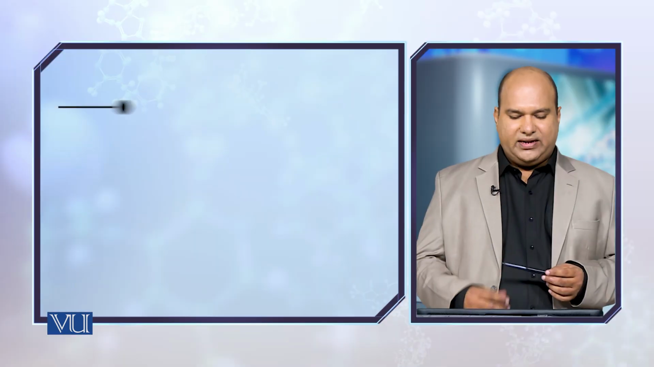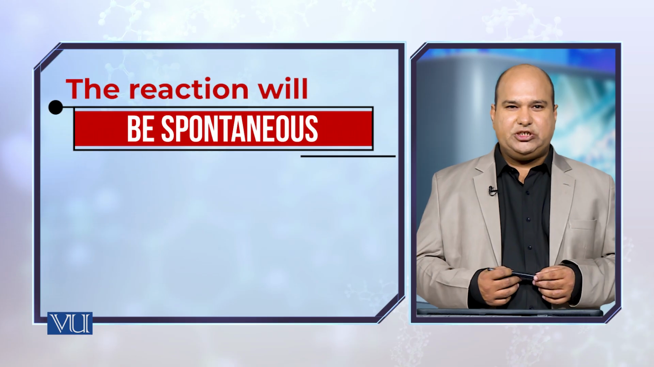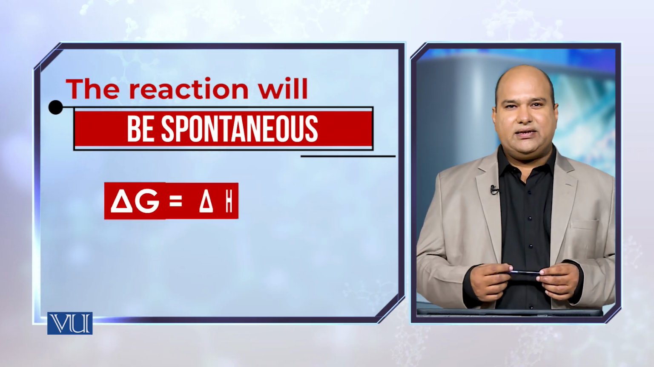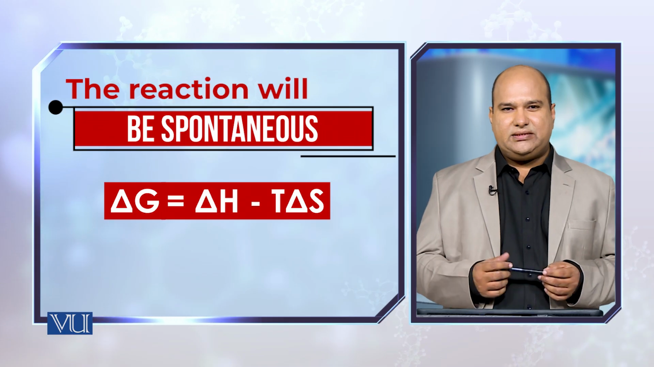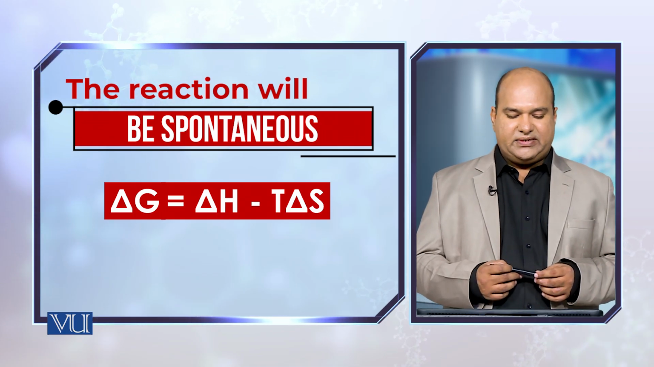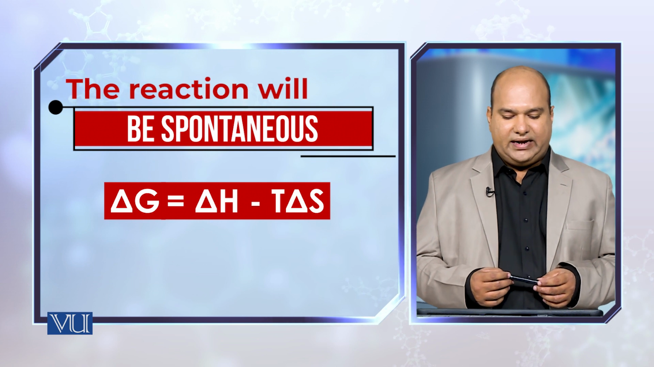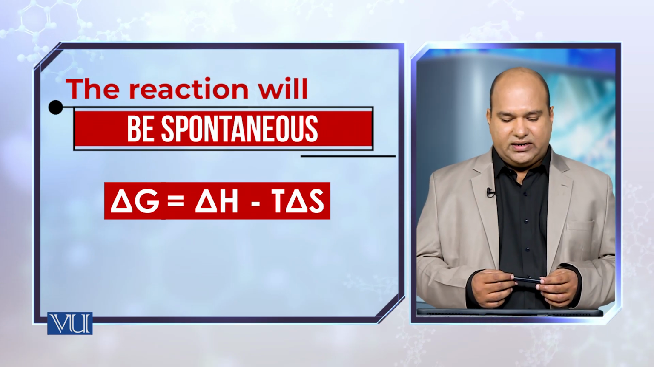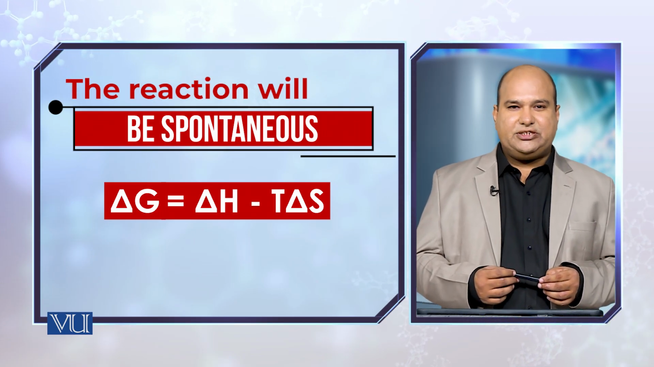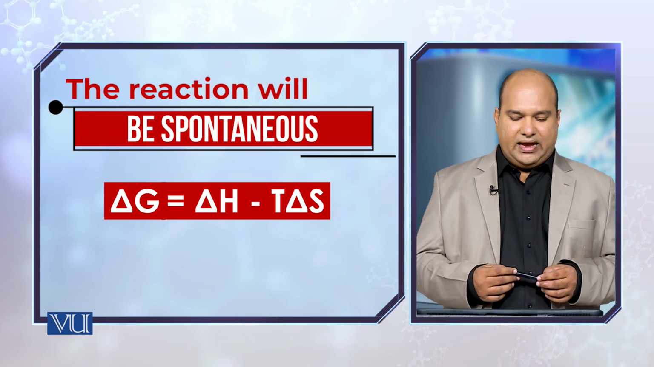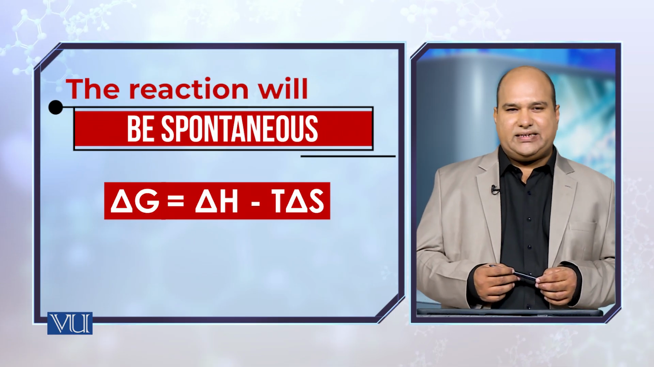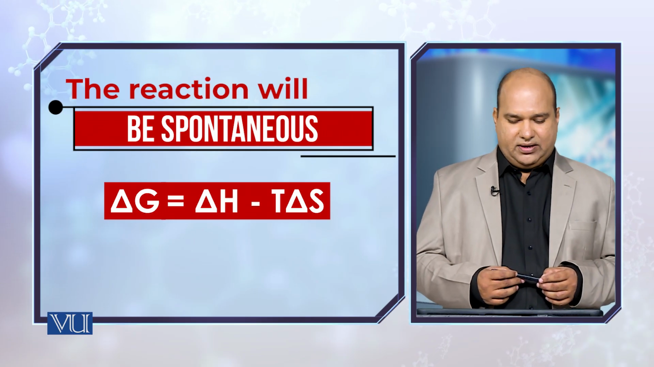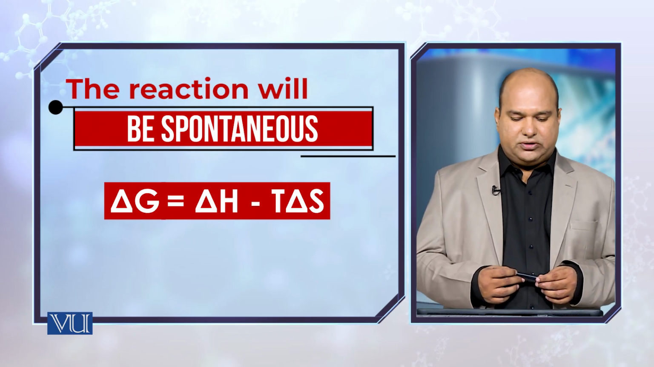So, continuing with our discussion on free energy, let us dig a little bit deeper into it. Free energy is generally represented by G, and the mathematical equation which expresses free energy is delta G is equal to delta H minus T delta S, where delta G represents the change in free energy, delta H represents the change in enthalpy of the system, and delta S is representing the change in the entropy, while T here is the absolute temperature.